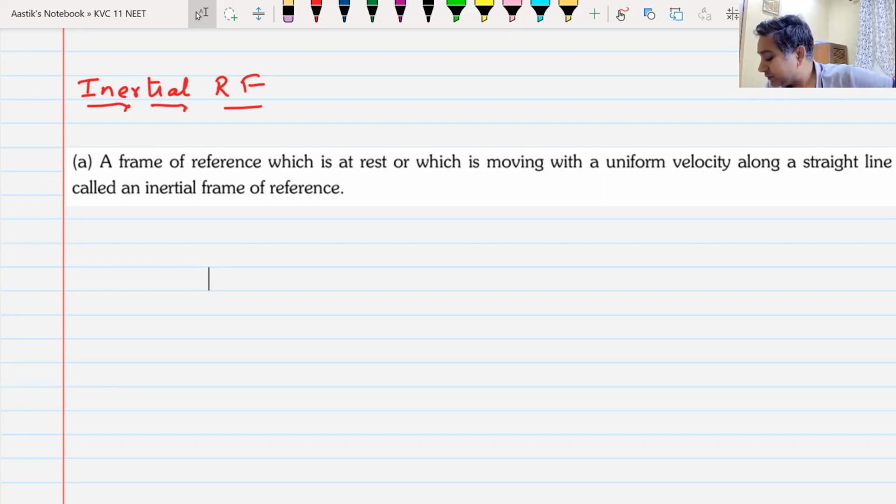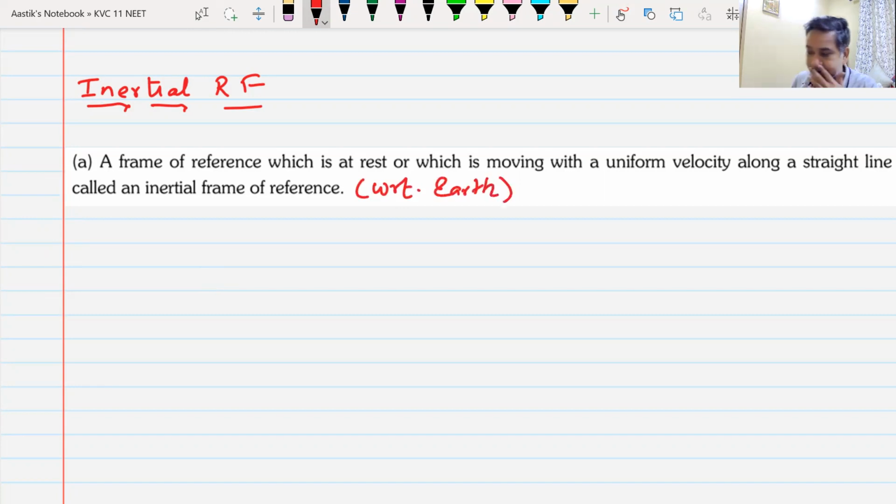So anything which is at rest or moving with a uniform velocity, you can write here, with respect to Earth. Earth is taken as an inertial reference frame. Do we understand this? Earth is taken as an inertial reference frame. We will note this down. Anything which is at rest or moving with a uniform velocity with respect to Earth would be taken as an inertial reference frame.